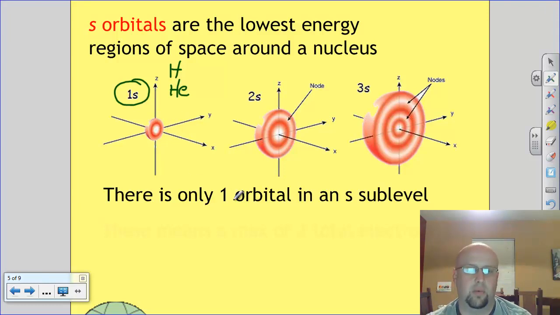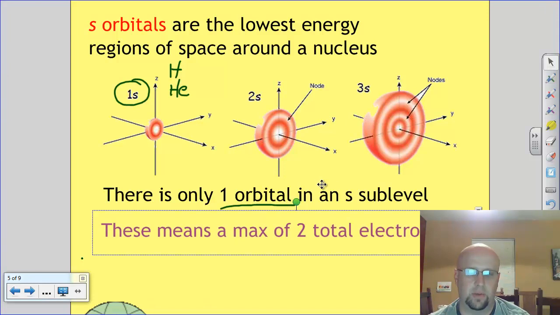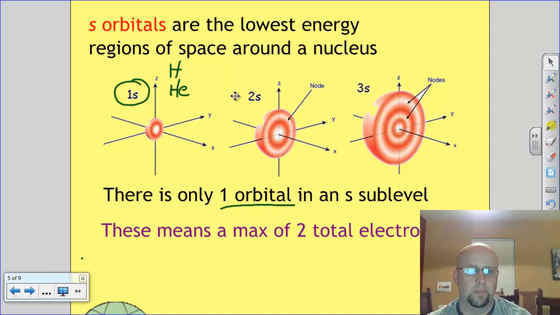What matters for us is that within an S sublevel, the letters that we're going to give here, S, P, D, and F, are technically sublevels, but within them are orbitals of that kind. In S, there's only one orbital. Now, what does that mean for us? Well, if there's only one orbital, then S can only hold 2 maximum electrons, and that would make sense.